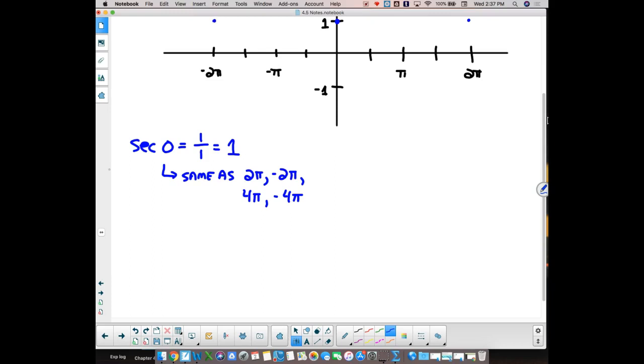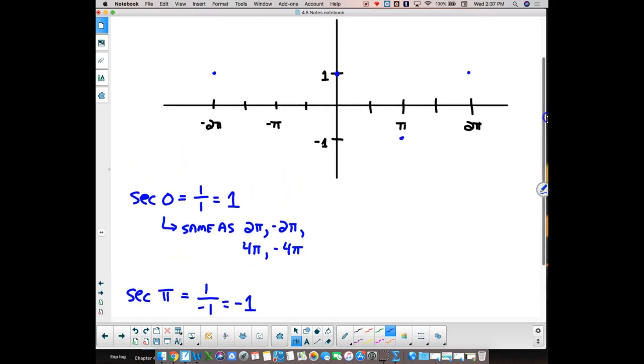What is the secant of pi? Why negative 1? Because now it's 1 divided by negative 1, which is negative 1. I feel like that's a little high. Oh, that's pretty close. Or fairly close, I should say.